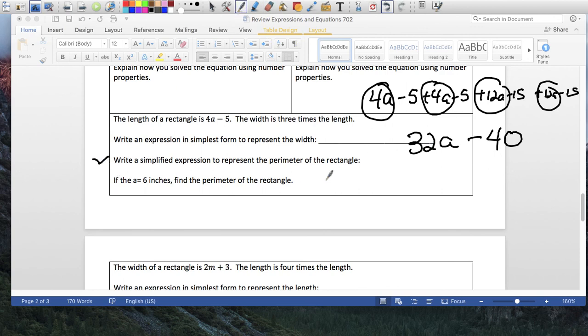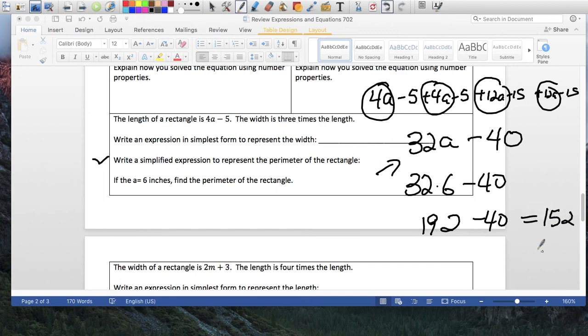And then if a equals 6, find the perimeter. So now we can go back to this expression, replace the a with 6, and figure out what the perimeter is. 32 times 6 is 192, 192 minus 40 is 152, so 152 inches. So the perimeter of this rectangle, now that we know what a is, is 152 inches.